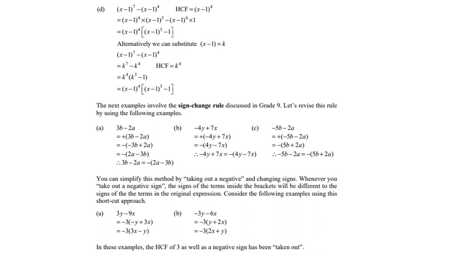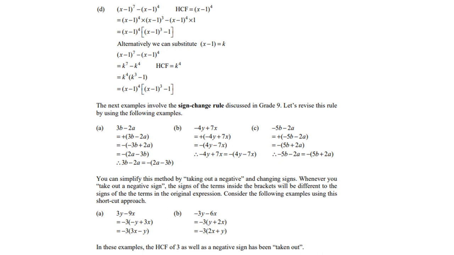The next two examples involve the sign change rule discussed in grade 9. Let's revise this rule quickly. Look at A, (3b minus 2a) is the same as plus (3b minus 2a), with a plus in front. However, if I put a negative in front, then both the signs inside the bracket must change. So please take note of that. And then, of course, you can switch the terms now, 2a minus 3b. So therefore, that can be done.